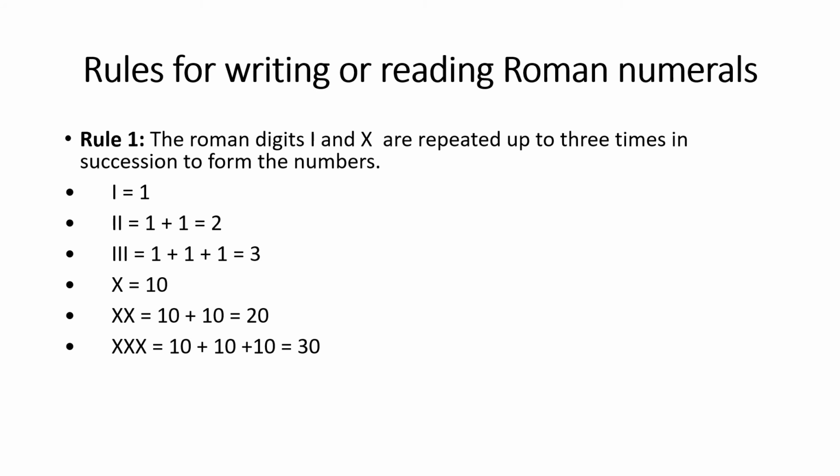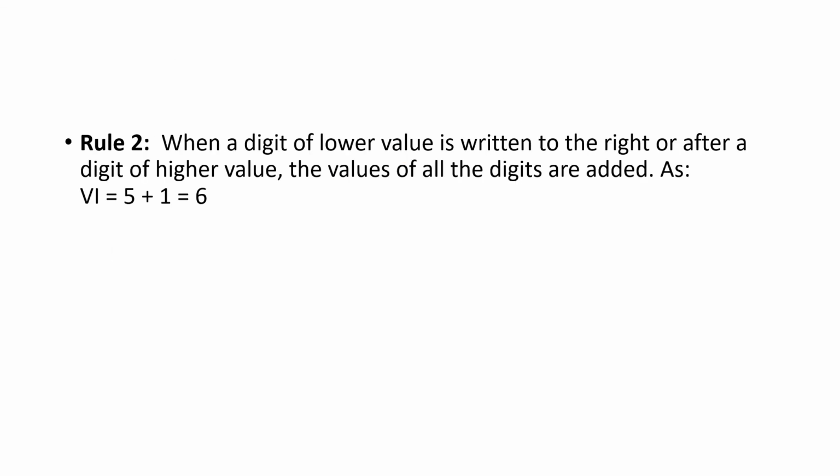Rules for writing or reading Roman numerals. The Roman digits I and X are repeated up to 3 times in succession to form the numbers. For example, I means 1, II means 2, III means 3. We cannot repeat more than 3 times. X means 10, XX means 20, and XXX means 30. So only I and X can be repeated up to 3 times.